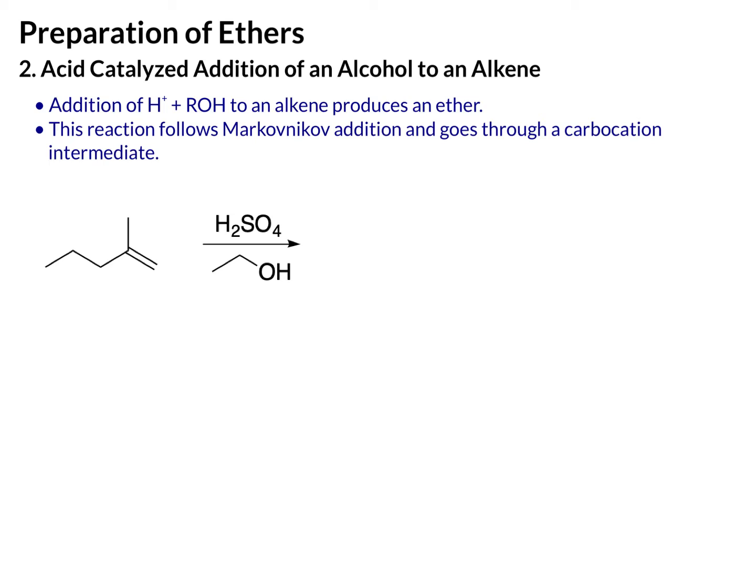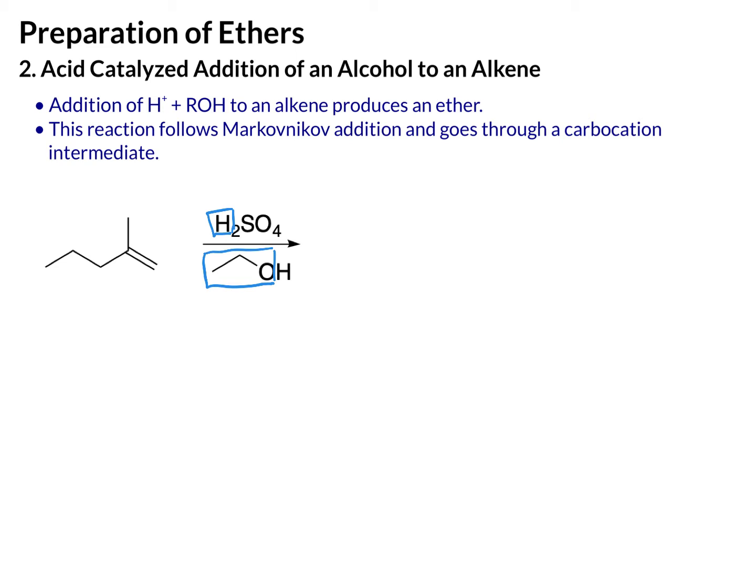Another way to incorporate an ether into a molecule is to start with an alkene and add acid along with an alcohol. So this is kind of analogous to adding acid and water, where you add H and OH across the double bond. Well, if you add acid and an alcohol, what's going to be added here is we're going to add a proton from the acid, and we're going to add the OR group from the alcohol across that double bond.